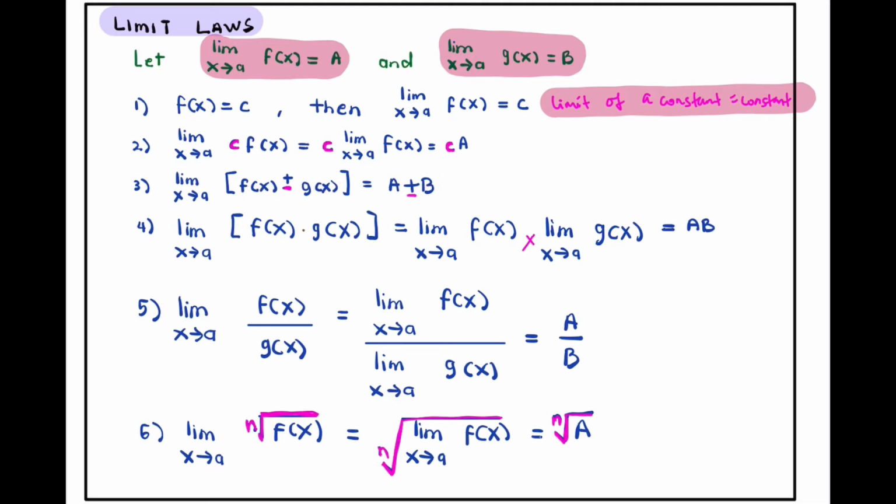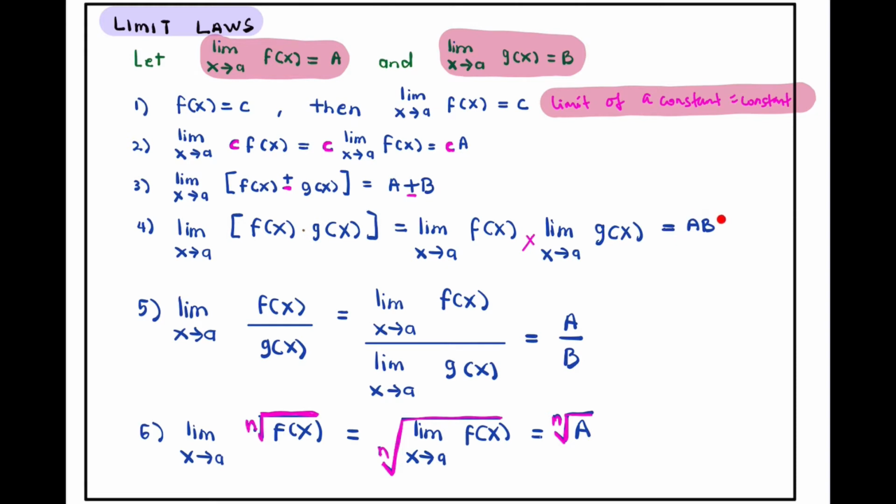See number 4, the limit of f(x) multiplied by g(x). So you can just expand this limit here. So the limit of f(x) multiplied by the limit of g(x). We already have the answer here is a, the answer here is b, therefore the answer is a times b.